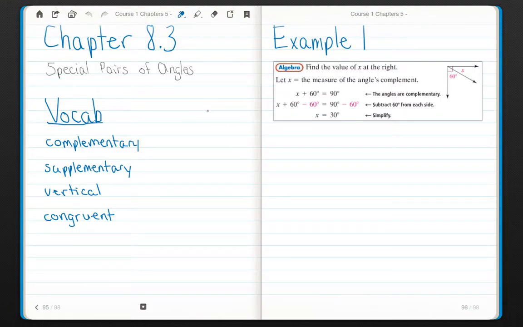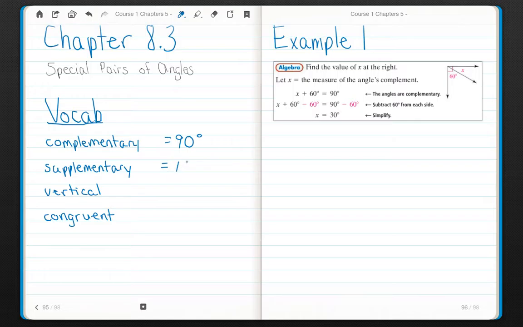Chapter 8.3 Special Pairs of Angles. So our vocabulary today covers 4 special kinds of pairs of angles: complementary, supplementary, vertical, and congruent. Complementary angles are 2 angles that equal 90 degrees when you add them together. So both angles will be acute.